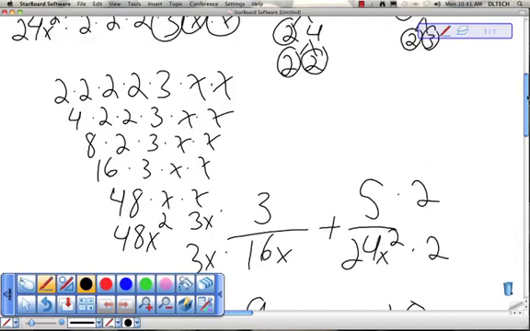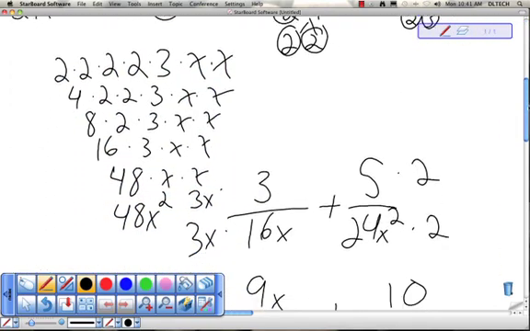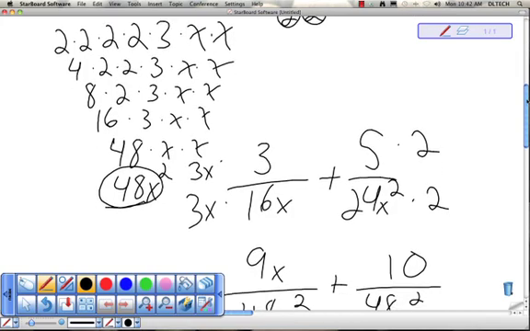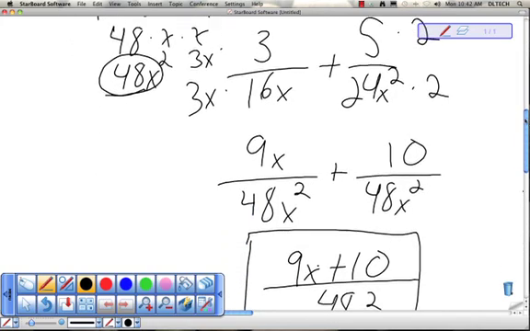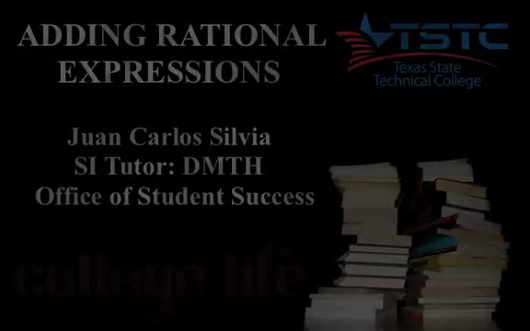So now to summarize what we just went over, we were adding rational expressions with different denominators. One had a 16x and the other one had a 24x squared. So before we could add, we had to find the LCD. And we found that the LCD was 48x squared. So we had to convert these fractions with the new denominator. And once we did that, we just add the numerators and we got our answer. That's how we solve rational expressions with different denominators.